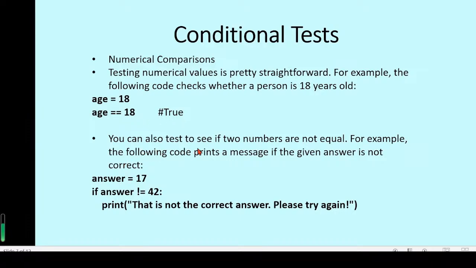You can also test to see if two numbers are not equal. For example, the following code prints a message if the given answer is not correct. The answer is 17. So we test if answer not equal to 42. Then we print a message: This is not the correct answer. Please try again.